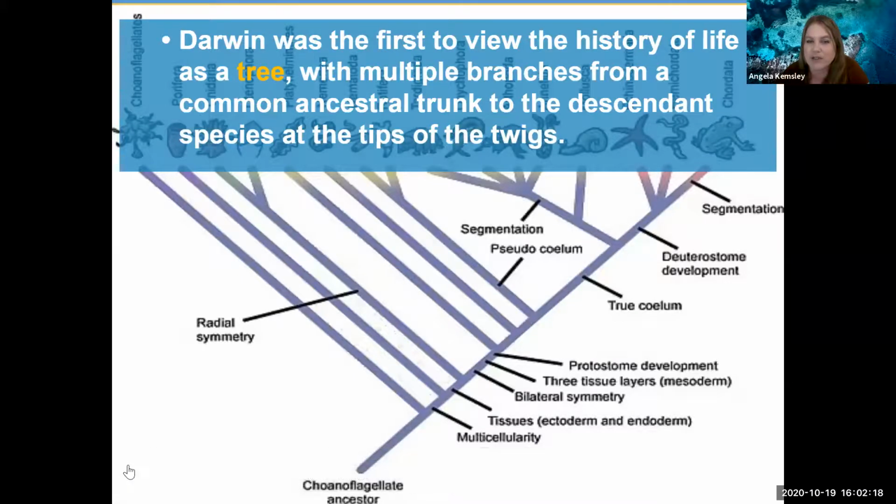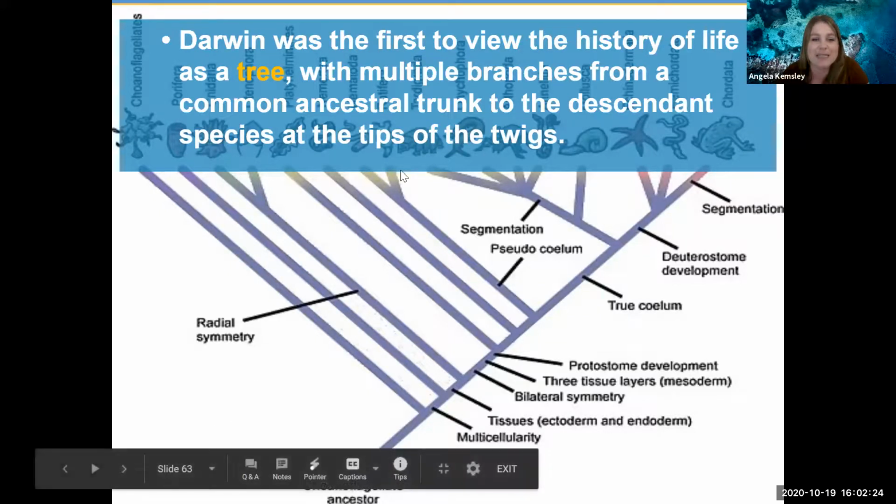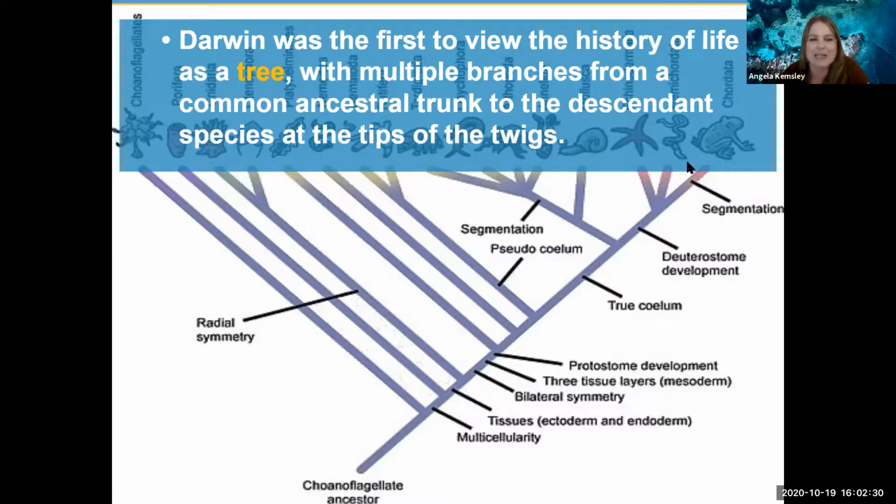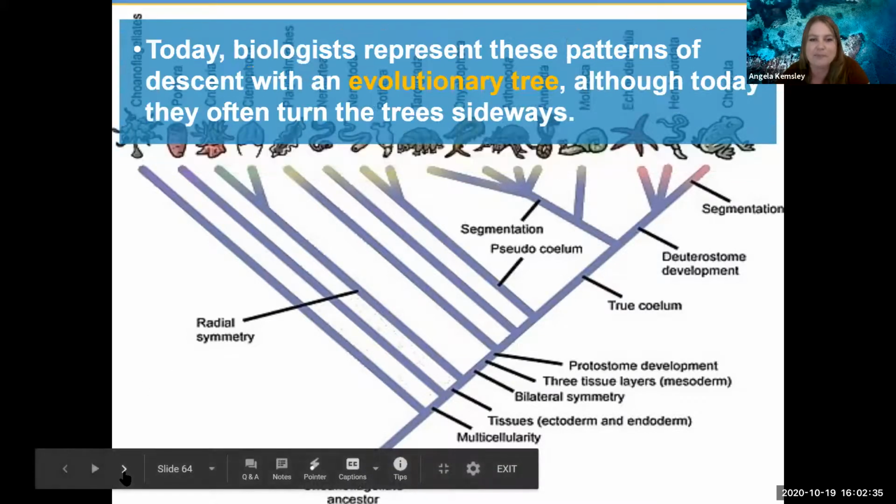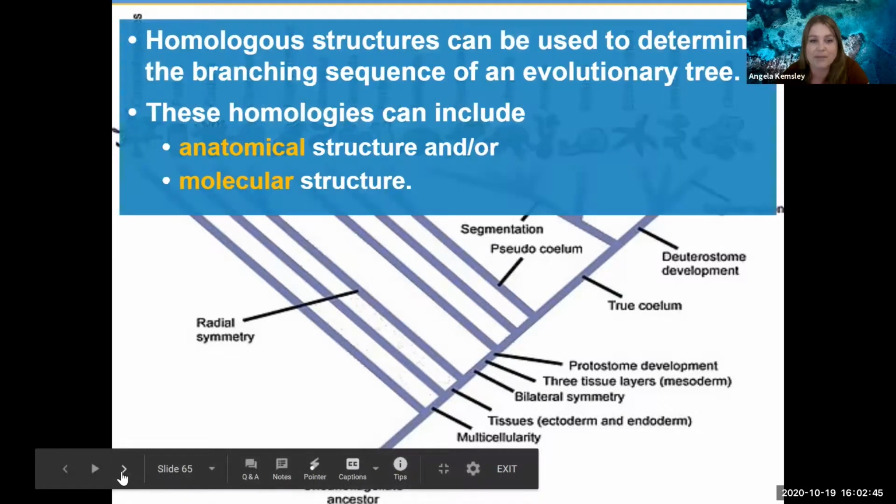Darwin was the first to view the history of life as a tree with multiple branches from a common ancestral trunk to the descendant species at the tips of the twigs. So the farther down the trunk you get, the older it is. The higher up you get on the twigs, the newer the species is in terms of evolutionary time. Today, biologists represent these patterns of descent with an evolutionary tree, although today the tree is often turned sideways. So we're going to learn how to read these in just a minute.